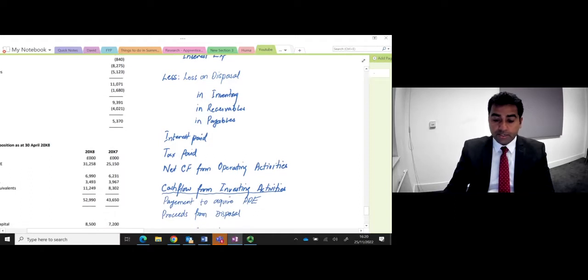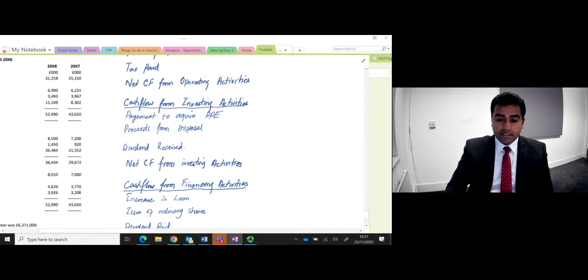Then I have to subtract the interest paid. Now remember that interest paid can be different from interest expense recorded in the profit and loss account, because sometimes we record interest as an expense, but actually when we pay interest, it's different. So because we are preparing cash flow statement, we have to record what has been paid, the actual cash that has gone out of the business. Then I have to subtract the tax paid. Similarly, tax recorded in the income statement will always be different from the tax we actually pay.